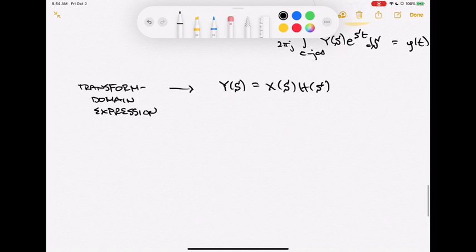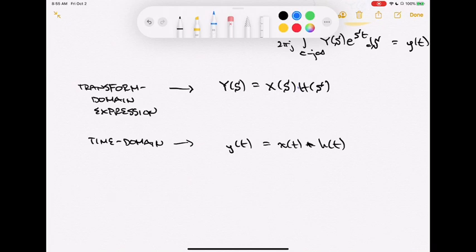What was it in the time domain? When we looked at the time domain, we had Y of t equals x of t convolved with h of t. Both of these involve finding an output, y, in terms of an input, x, and its impulse response, or equivalently in the transform domain, the system function. So all of these involve y and the mix of x and h. In the time domain, you have to convolve those signals x and h. In the transform domain, you just get simple multiplication.